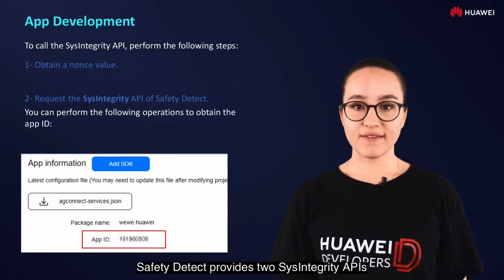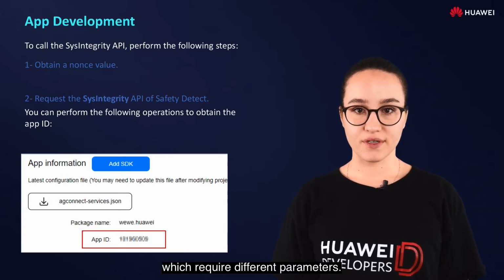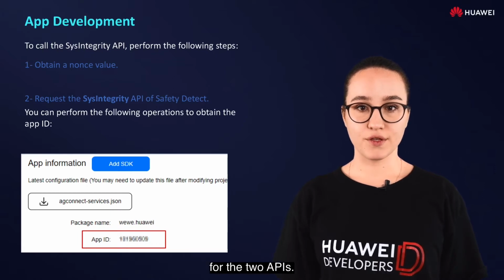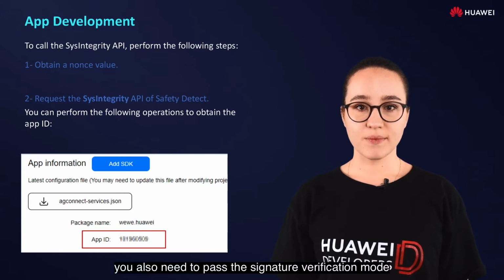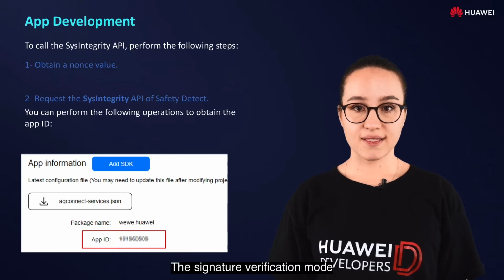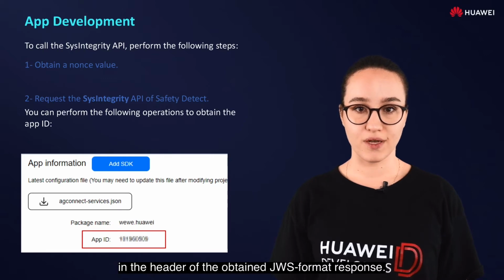2. Safety Detect provides two SysIntegrity APIs which require different parameters. However, both the nonce and app ID parameters are required for the two APIs. As for the SysIntegrity API, you also need to pass the signature verification mode to SysIntegrity request. The signature verification mode is the same as the one specified by ALK and header of the obtained JWS format response.